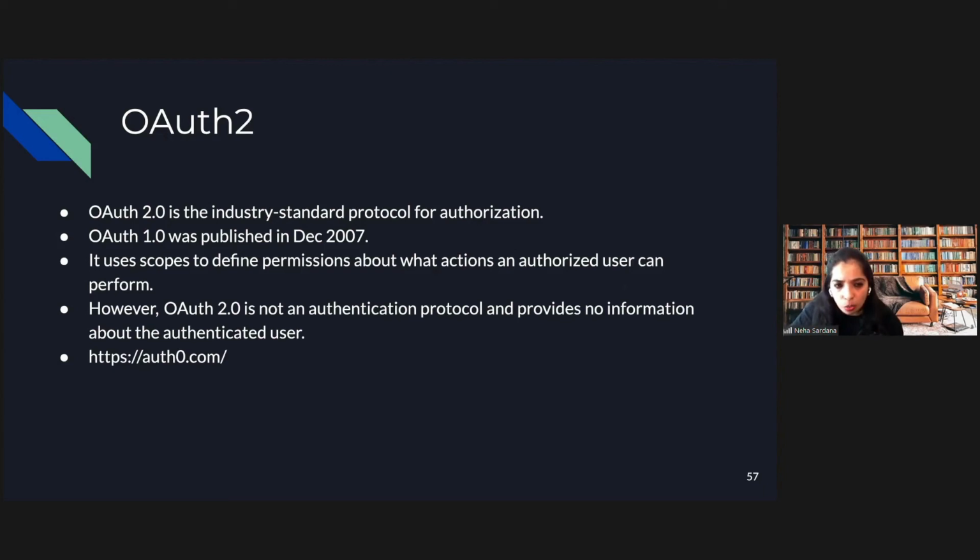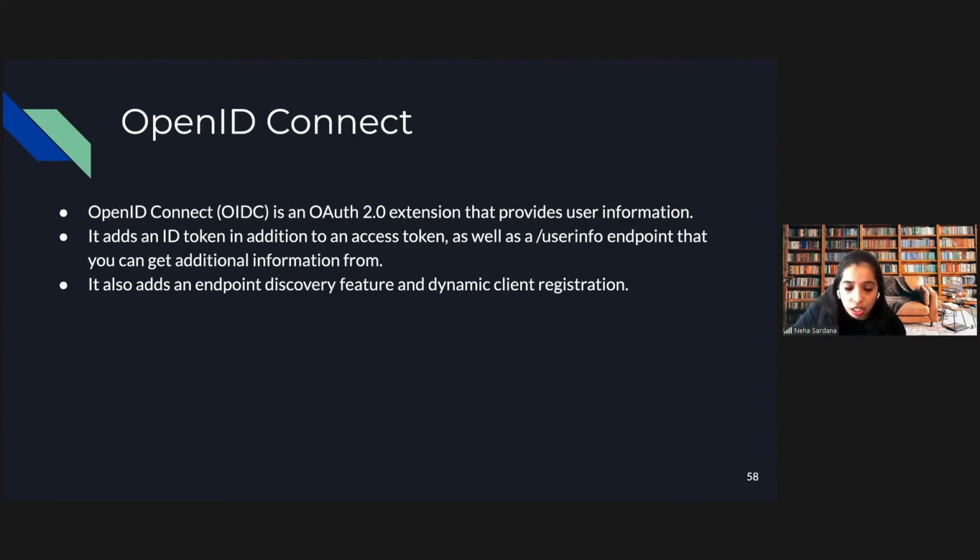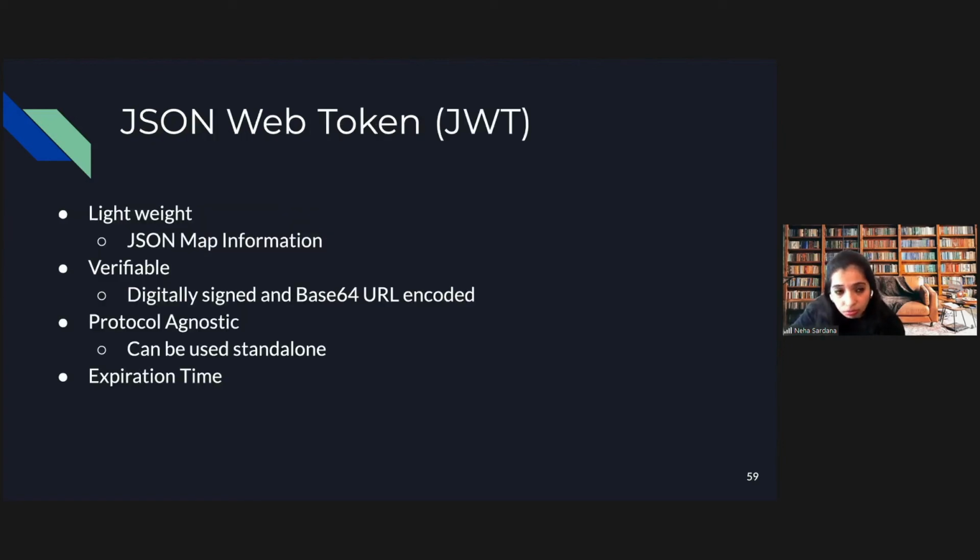So now let's come to the other question: how to find out the authenticated user? That's why OpenID Connect came in. OpenID Connect, OIDC, is an OAuth 2 extension that provides the user information. It adds an ID token in addition to an access token, as well as a /userinfo endpoint from which you can get access to additional information. It also adds an endpoint discovery feature and dynamic client registration. That's all with OpenID.